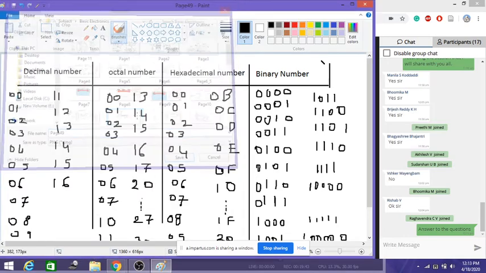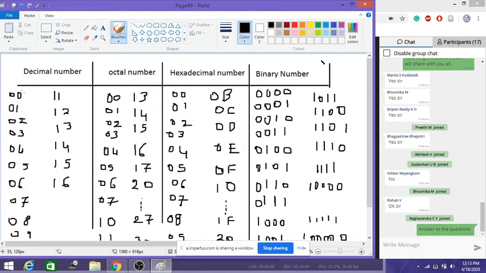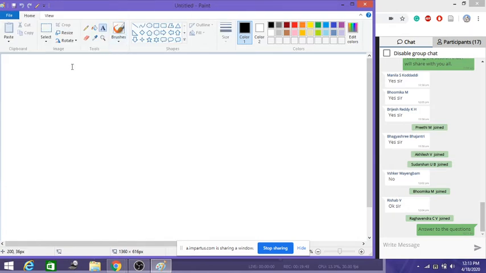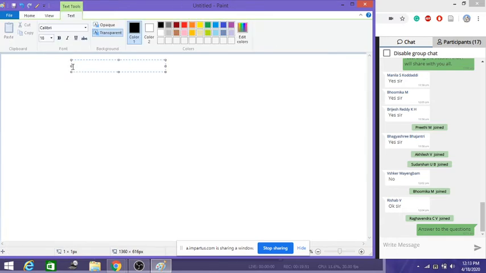Page 59. Now let us talk about the conversion of decimal to any base. So let us see the conversion of decimal to binary first. How to convert a decimal number to a binary number.